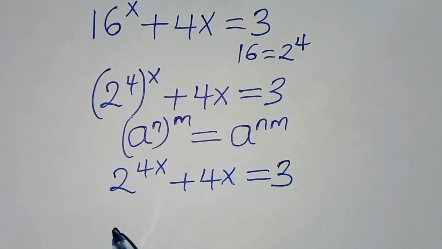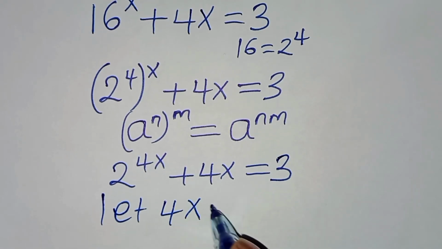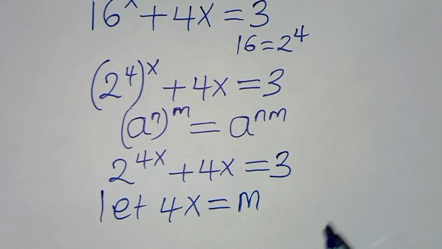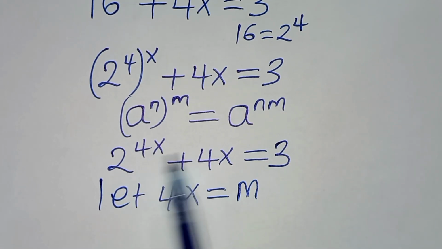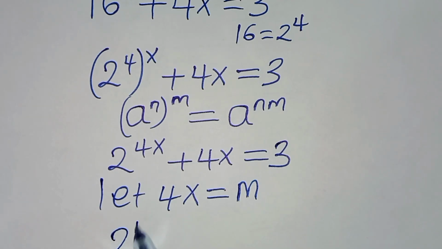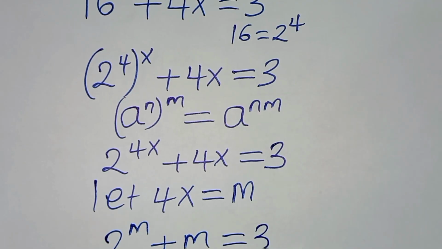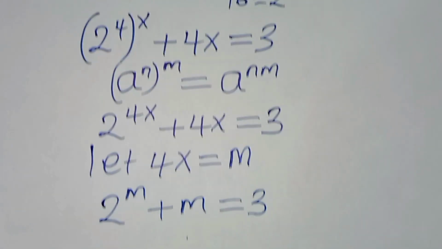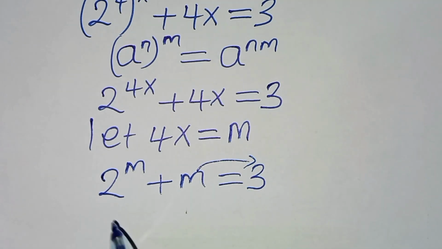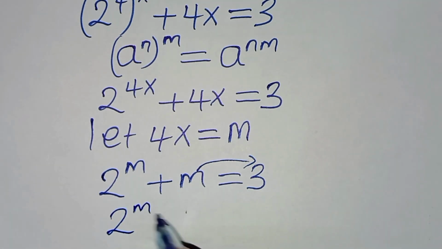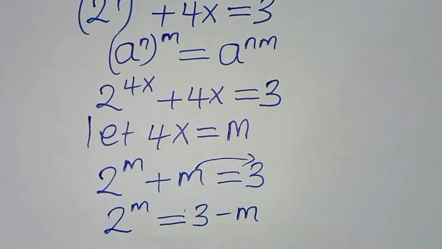The next step here, we just say let 4x be given as m. Now substituting 4x with m, then we'll have 2 to the power m plus m is equal to 3. The next step here, let's take m to the right hand side so that we'll have 2 to the power m is equal to 3 subtract m.